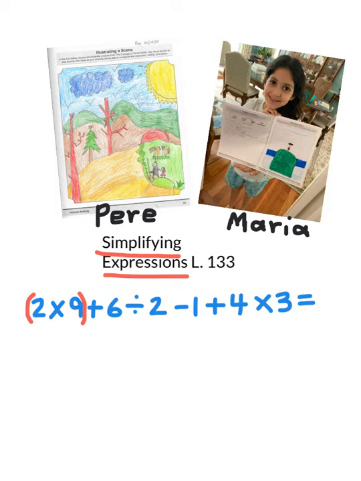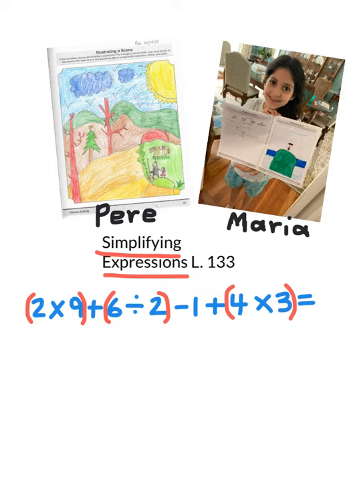So do you see this is a multiplication problem, 2 times 9. Do you see any other multiplication problems? I do. Look, 4 times 3. So we put parentheses around it. Do you see any division problems? I do. 6 divided by 2. So look, we've put parentheses around all the division problems and all the multiplication problems. That's how we start to simplify.